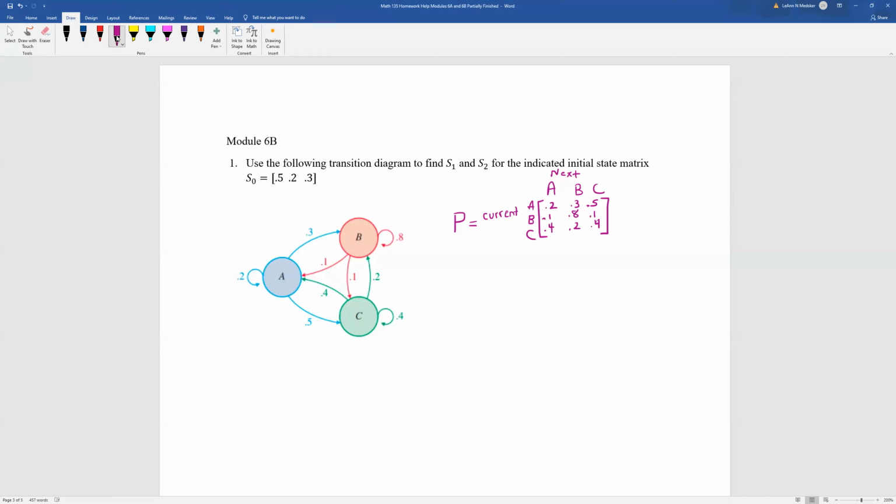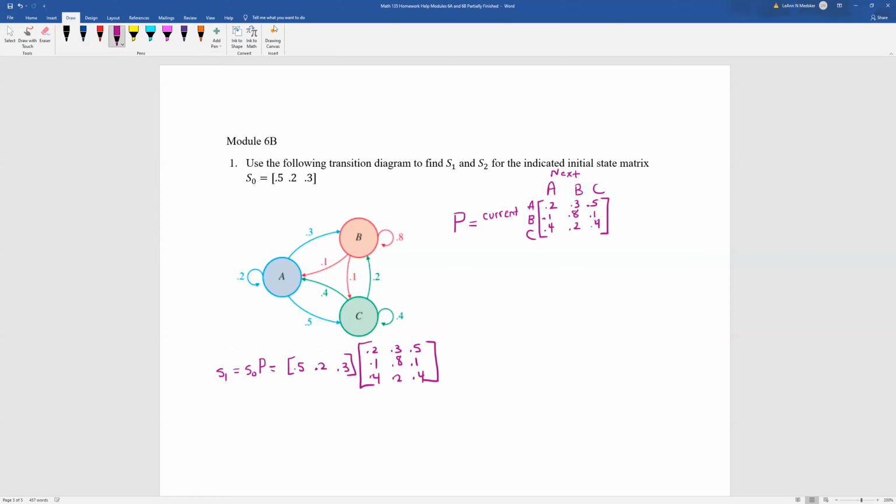So going from our initial state to state 1, you have to take the state you're in and multiply it by the transition matrix, okay? So that's multiplying it by those probabilities of change. For us, that is 0.5, 0.2, 0.3, and then we've got our transition matrix: 0.2, 0.3, 0.5, 0.1, 0.8, 0.1, 0.4, 0.2, 0.4.